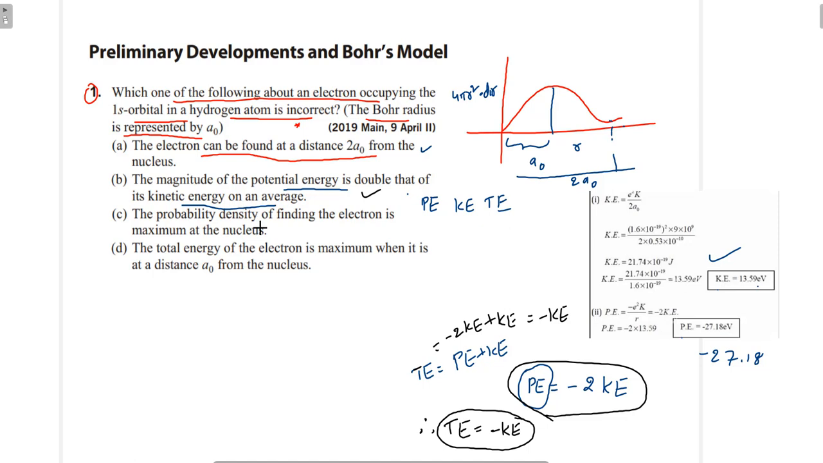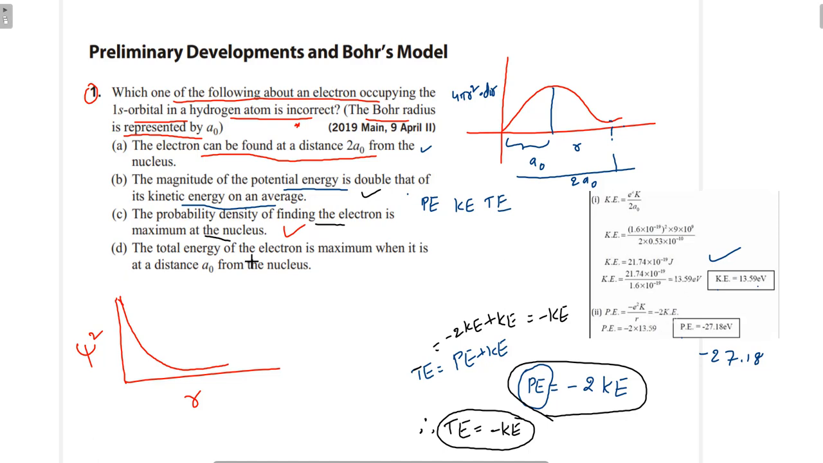Then the probability density of finding the electron is maximum at the nucleus. Again, if you see the probability density graph, psi square versus r, the graph will be started from like this. So it is near to the axis only. When again you read the option, the probability density of finding the electron is maximum at the nucleus. At the nucleus is the maximum. So that is also true.